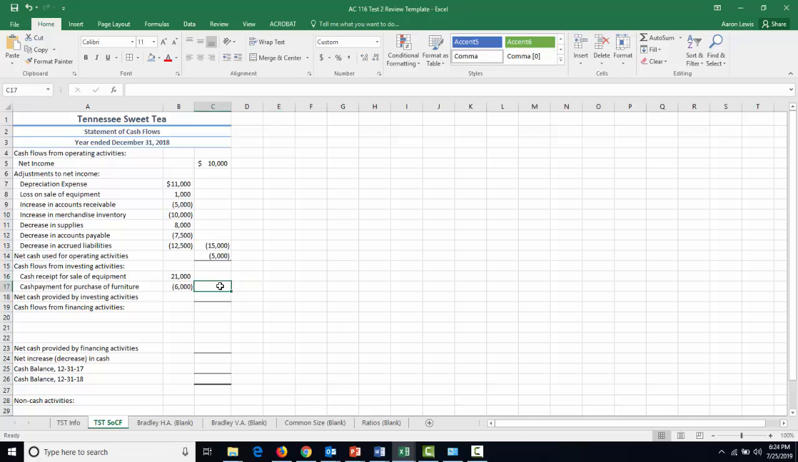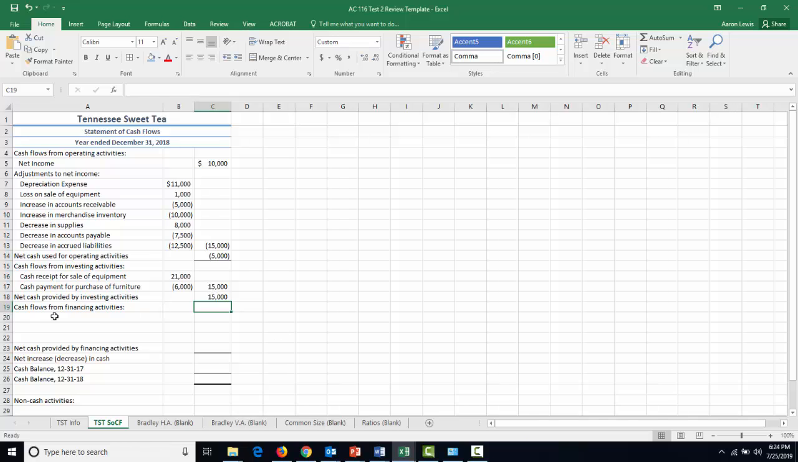Since those are our only two transactions, our subtotal is going to simply be equal to our cash receipt from the sale of equipment plus our cash payment for the purchase of furniture. And we get a subtotal of $15,000. Put a space in there. So now we have to find out our net cash provided by operating activities, and that is simply going to be equal to this same subtotal.